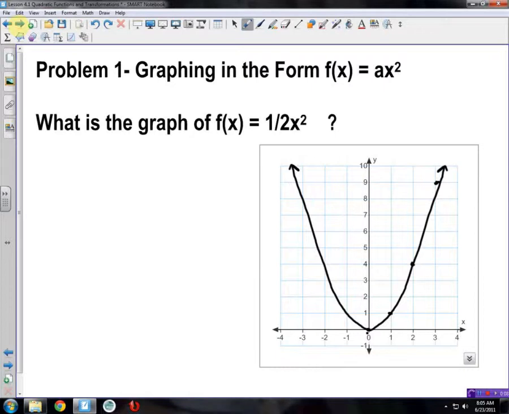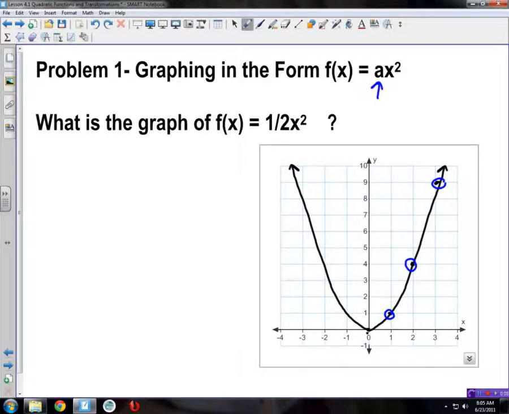Now let's look at this first problem. We're going to be graphing in the form of a x squared. So it's the parent function added just a little bit. We're going to add that a value in there. So it's the parent function plus just a little bit more that we need to deal with. Now, on this graph here, we have the parent function already. Remember, there's 1 squared here. 2 squared is 4. 3 squared is 9. So we have all those pieces there.